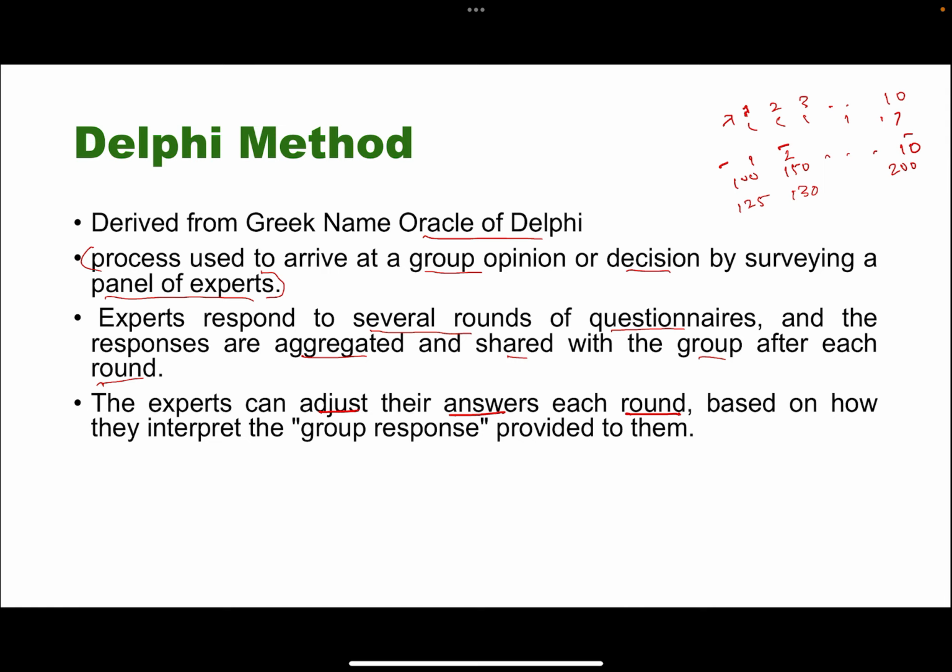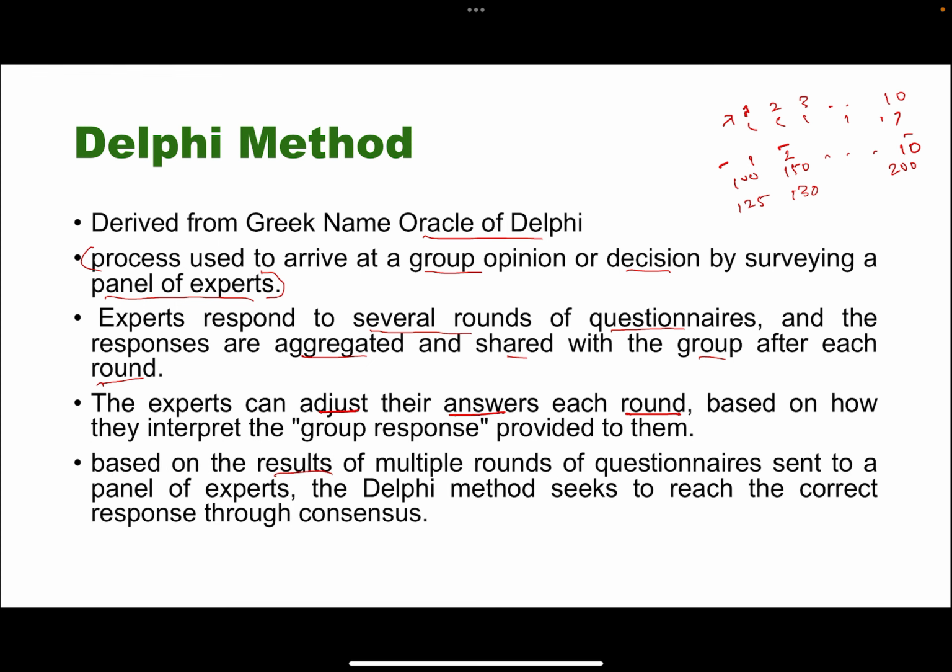So several rounds of this process are completed, and based on the results of the multiple rounds of questionnaires sent to a panel of experts, the Delphi method seeks to reach the correct response through consensus. After the several rounds, the experts come to a consensus, right? And that value is taken as the forecast.